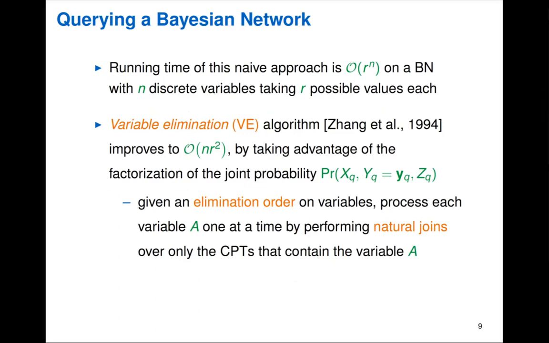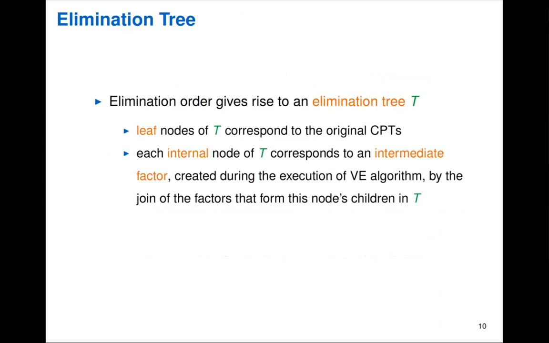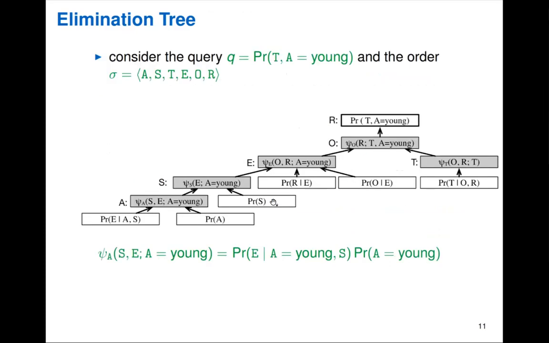The variable elimination algorithm improves the running time to n r squared by taking advantage of the factorization of the joint probability. The variable elimination algorithm takes as input an elimination order and processes each variable one at a time by performing natural joins only over the conditional probability tables that contain the variable. The elimination order gives rise to an elimination tree in which leaf nodes correspond to the original conditional probability tables, and each internal node corresponds to an intermediate vector that is created during the execution of the variable elimination algorithm.